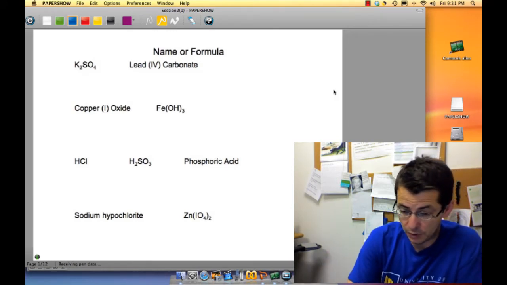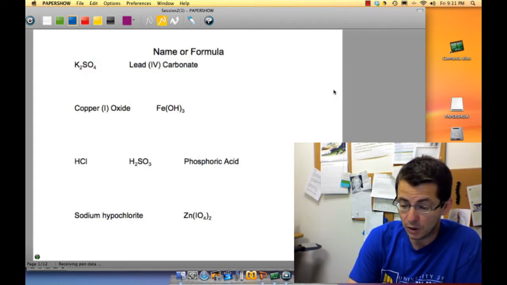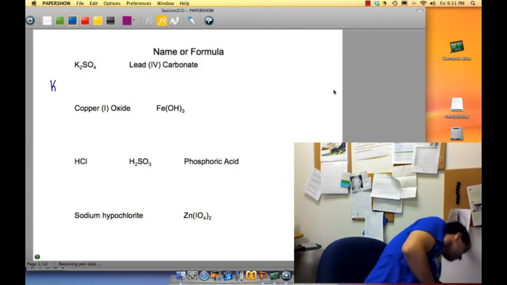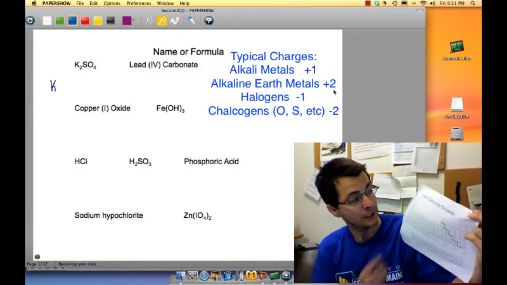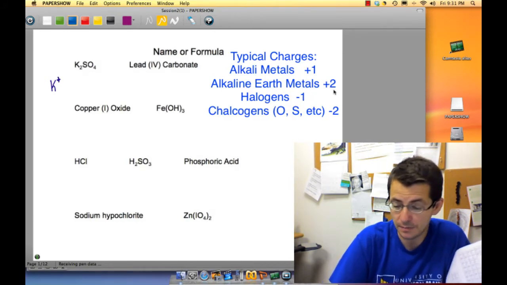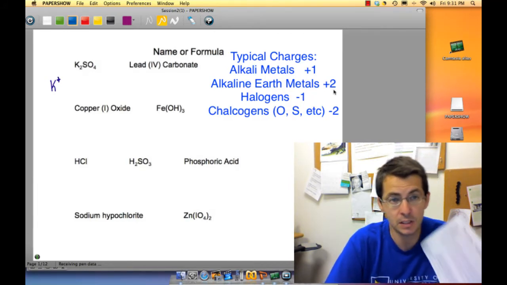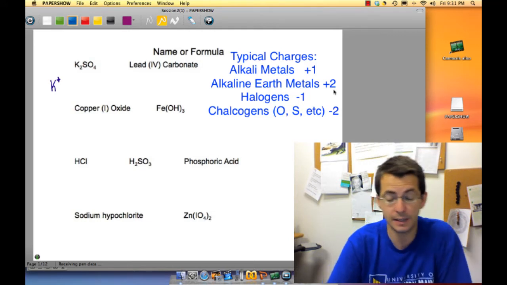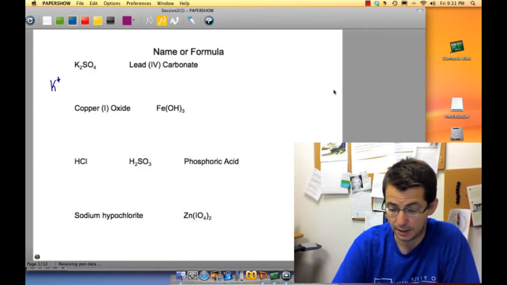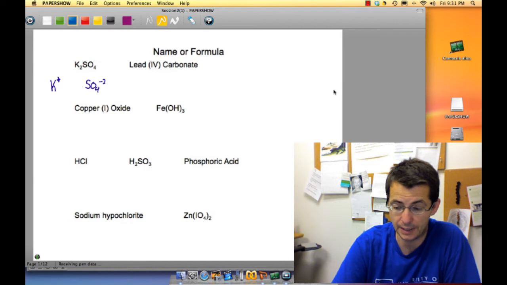Let's take a look at this first one, K2SO4. We can see that this is a potassium, a K. And if we look on our periodic table, we can see the column it's in suggests the charge of potassium is going to be +1. And this SO4 tells us that these are special anions. These are polyatomic anions. And so SO4 is really SO4 minus 2.